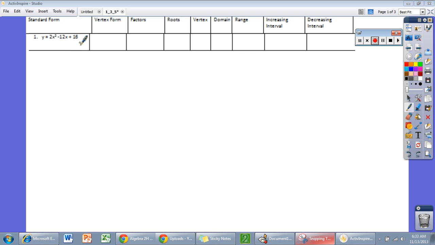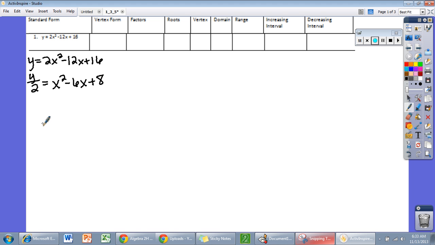I can find its vertex straight from here by doing negative b over 2a to find the x value and then plugging it back in. That would be no problem, but it would be doing some extra work if I already have to find the vertex form. So I'm going to go ahead and just start by finding the vertex form. I've got 2x squared minus 12x plus 16. I know my a is 2, so I have to divide by that first. So I divide everything by 2.